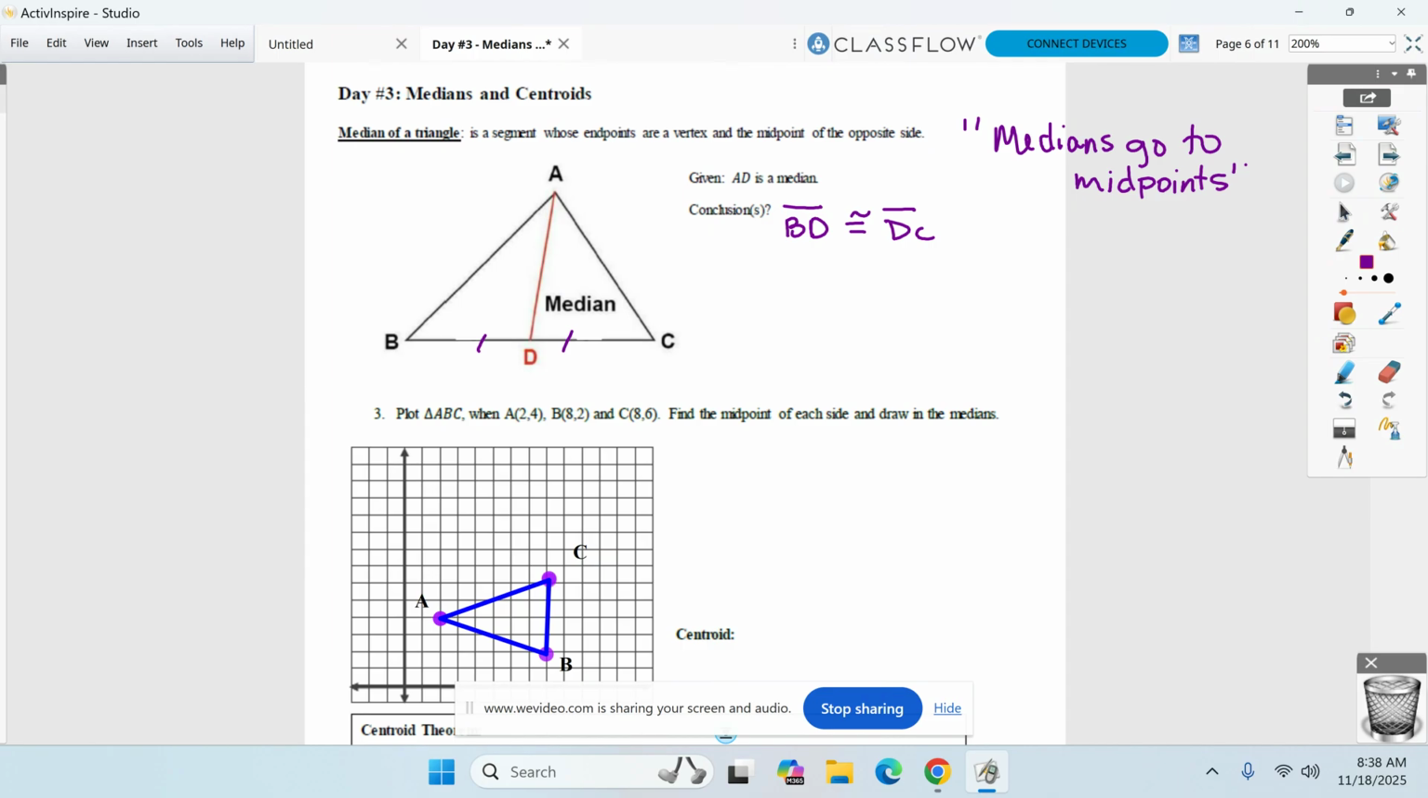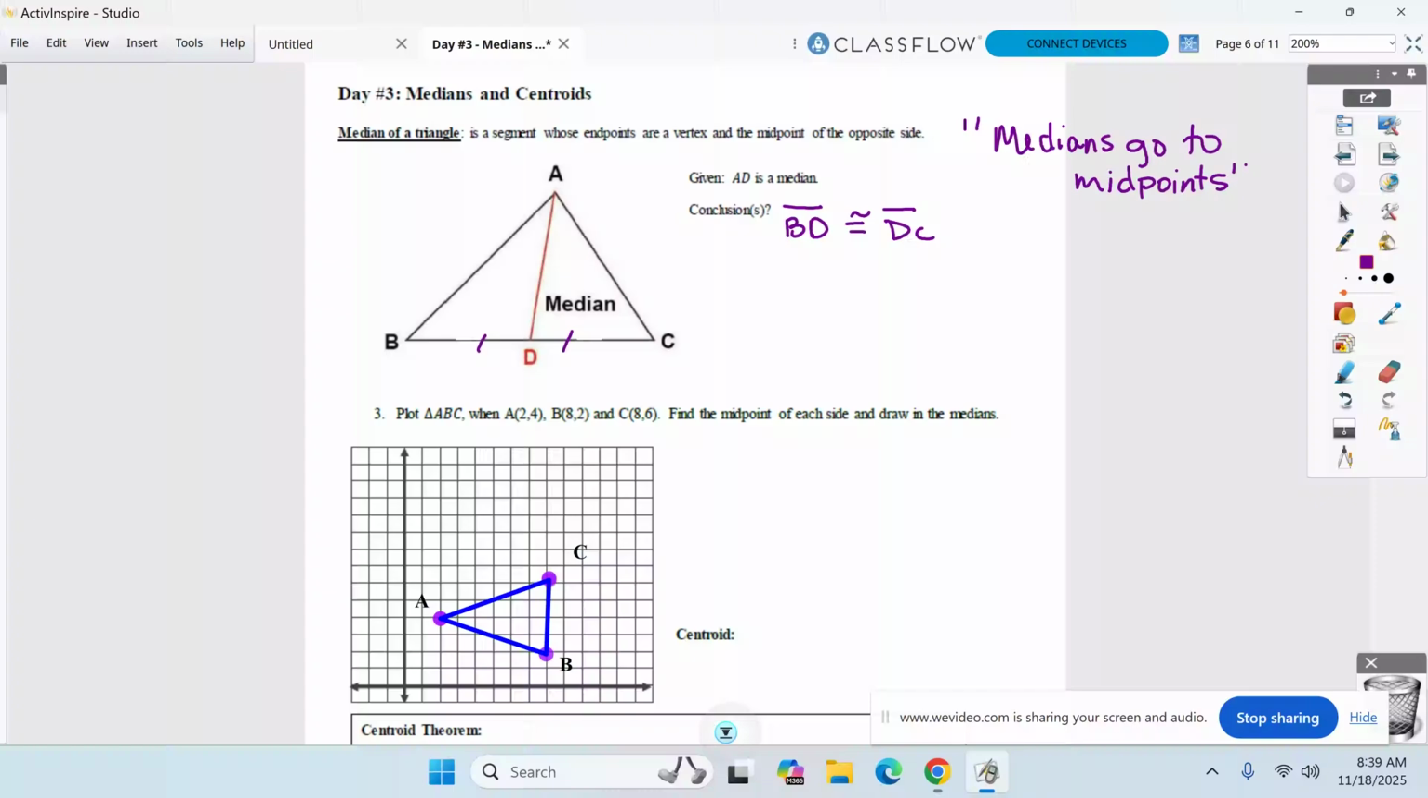Notice we are not putting right angles on there. That's an altitude. Medians go to midpoints, that is it. It does not form a right angle. So there's another vocab word, a median. Medians go to midpoints.